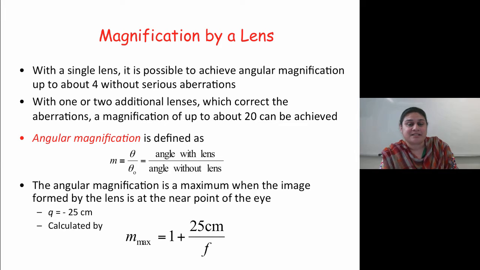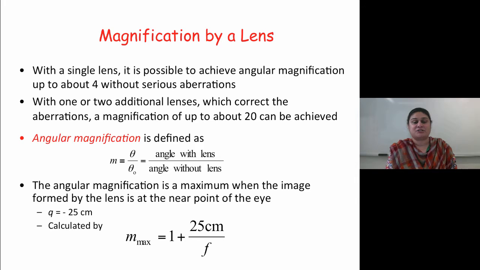So with a single lens, it is possible to achieve angular magnification of up to about 4 without serious aberrations. With one or two additional lenses, which correct the aberration, a magnification of about 20 can be achieved.